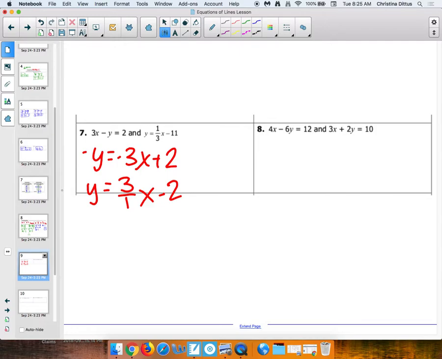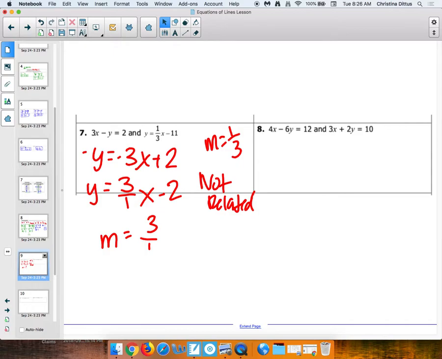So my slope here is what? 3 over 1. What's my slope in the other one? 1/3. How are they related? No. They're not. That was a trick one from your homework. These are not related. If one of them had a negative sign, they would be. But they are not negative reciprocals of each other. They are just reciprocals. So they are neither.